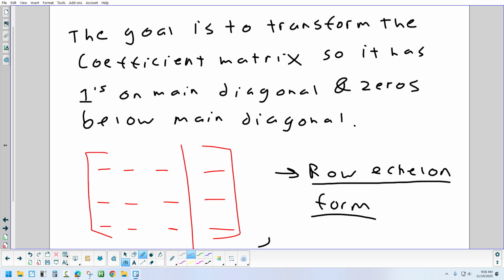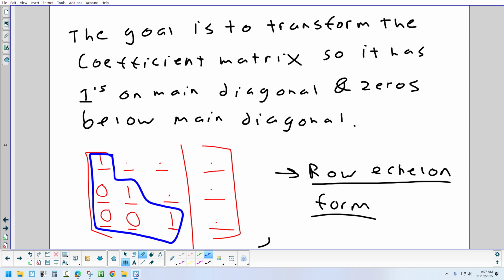When we're done, the goal is to get something that looks like this. Where I didn't fill anything in, I just put those 6 dots. I don't care what those are. I'm not going to pay attention to those 6 spots at all. The only 6 spots that I'm going to pay attention to are the ones that I just kind of circled in blue. I need those 6 spots to turn into these values: 1s on what we call the diagonal, and 0s everywhere underneath.